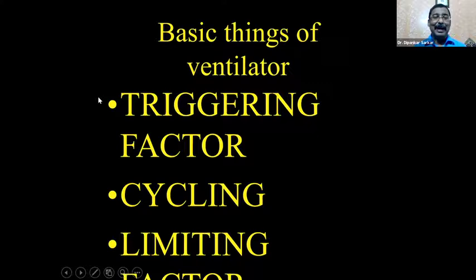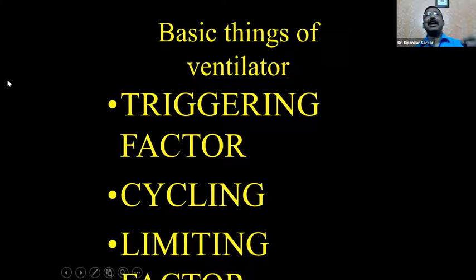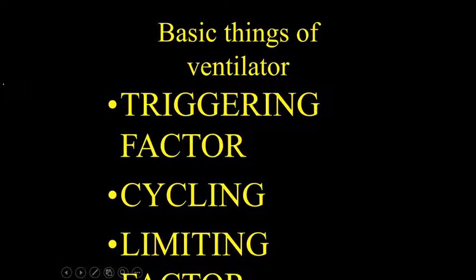The triggering factor initiates the ventilation. So when the ventilation starts, if it is a time trigger, after each set time the ventilator is triggered and gives a certain volume. If it is a flow trigger, after attaining a certain flow, the ventilator triggers. And if it's a pressure trigger, on achieving a certain amount of pressure, it triggers the ventilation. So the starting point of ventilation is called the trigger.